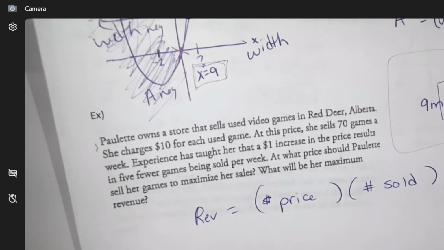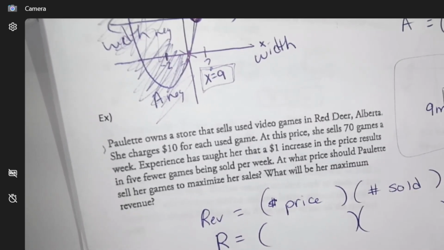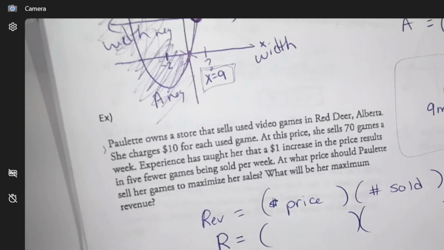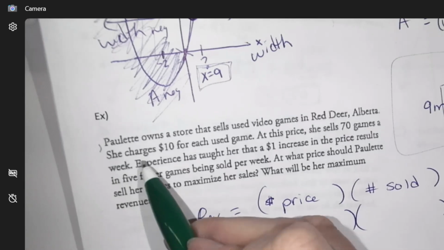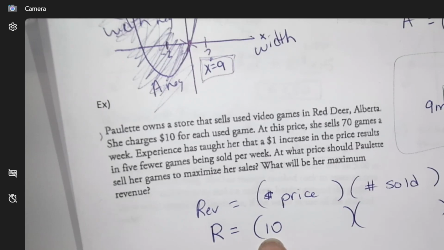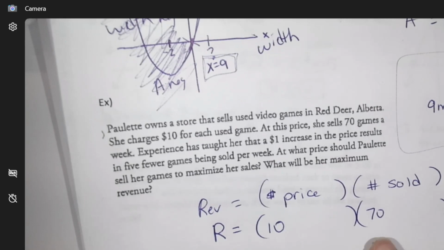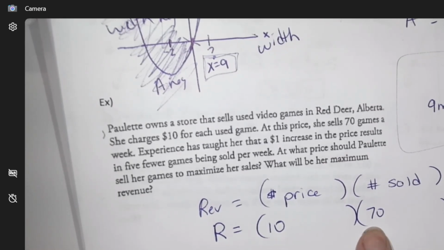If you have a concert and you charge $20 for a person and 9 people come, you're going to make 180 bucks. Okay, so give me R equals, give me 2 brackets like that, pretty big. So reading it, she charges $10 a game. So I'm going to put that at the front of the price bracket. And she sells 70 games. So I'm going to put that in however many, the number sold.